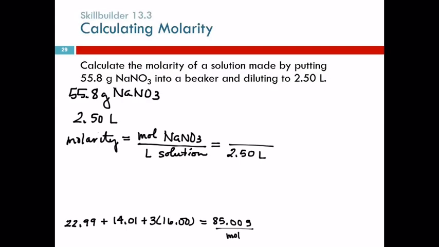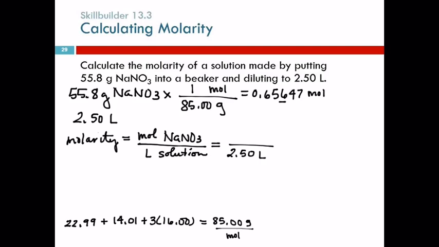So we can go back up here to our mass, and we can convert this by multiplying by moles and dividing by grams. So 85.00 grams is equal to 1 mole. 55.8 divided by 85. 0.656. That has 3 sig figs. But I'm going to carry 2 extras so that I don't have rounding errors. That's my moles.